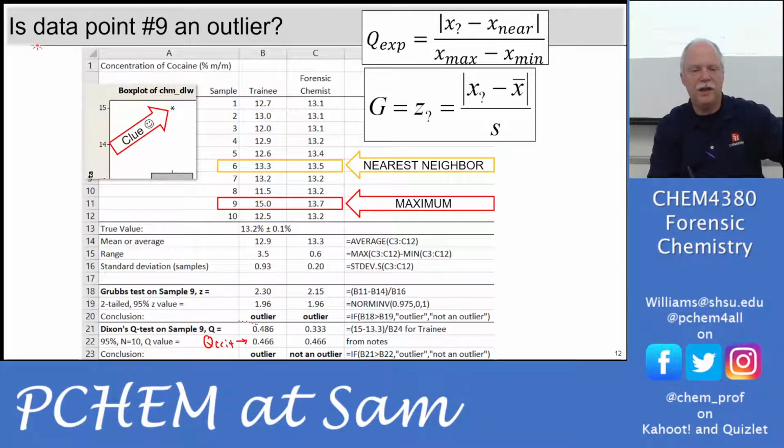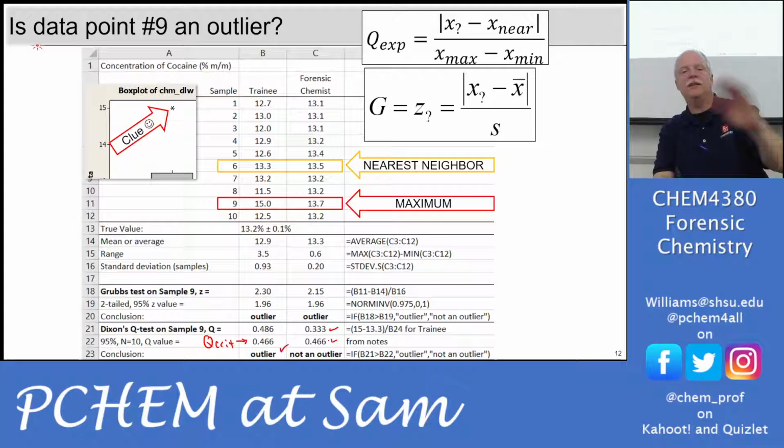So our test, because 4.86 is greater than 4.66, then we would say it's an outlier. Okay. Now we also have a maximum data point here on the forensic chemist. This was 13.7. It was the largest data point, and its nearest neighbor is 13.5. So we calculate that gap over the range, and it's 0.33. Here's the Q critical, and so 0.33 is less than 0.466, so it's not an outlier. Okay, according to the Q test.